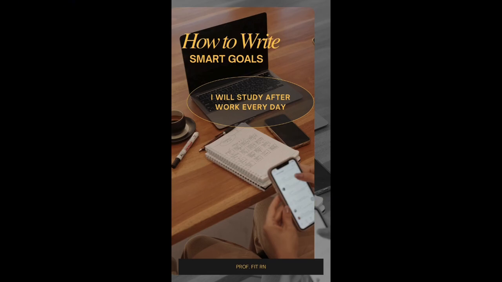R means realistic. Is this realistic? What we have here, I will study after work every day. I'm going to have to say it's not very realistic because there's no time to it. Now, if it said I will study after work every day for at least 30 minutes, that's pretty realistic. Now, if it said I will study after work every day for 3 hours, that would not be very realistic.